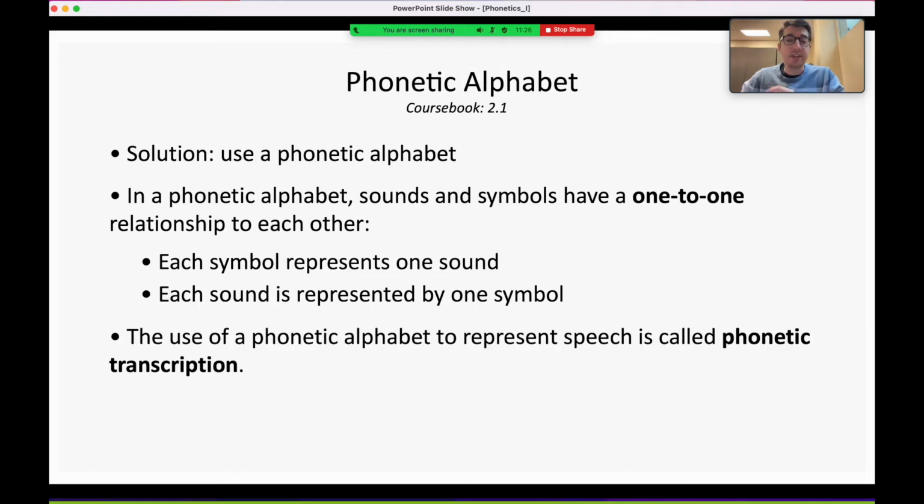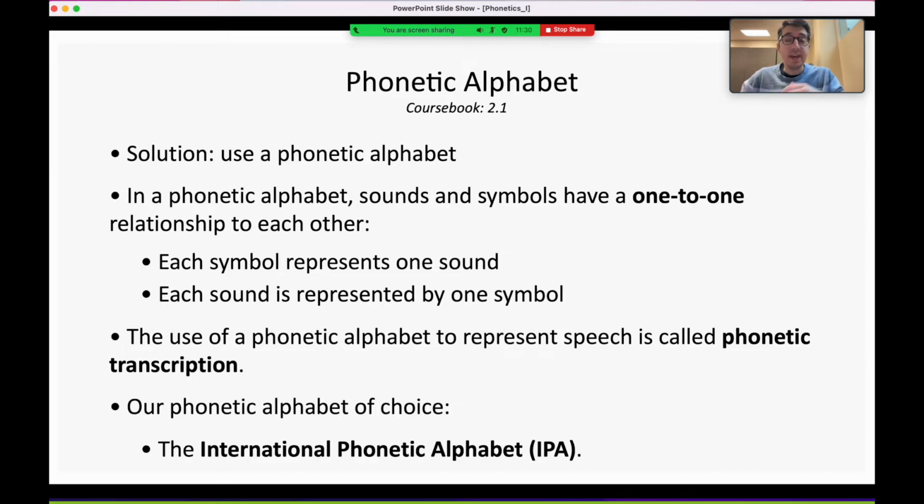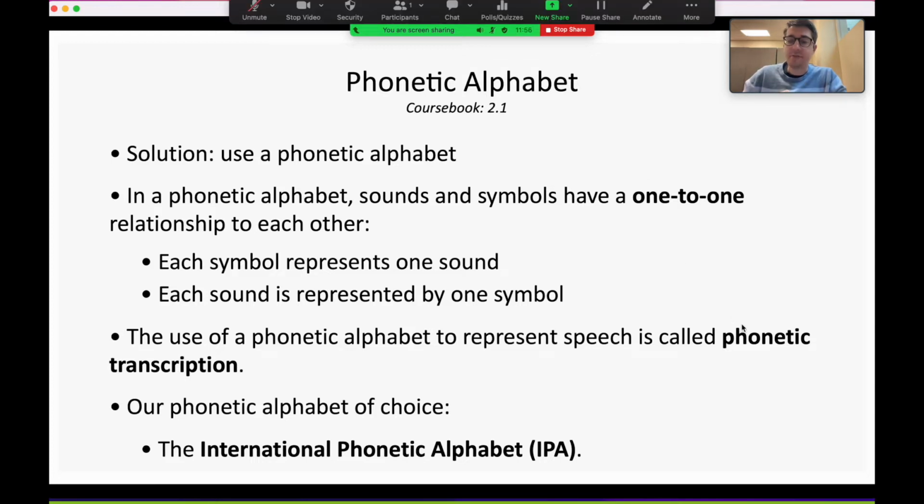The use of a phonetic alphabet to represent speech is called phonetic transcription. Our phonetic alphabet of choice is the International Phonetic Alphabet, or the IPA. It's the tool that we are going to use to represent speech, to represent it consistently and according to the International Phonetic Alphabet principles.